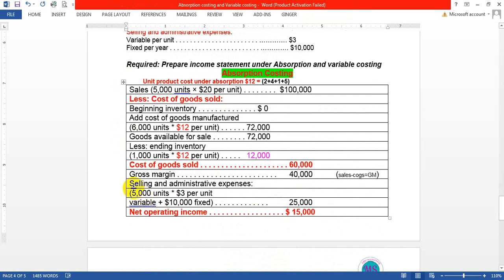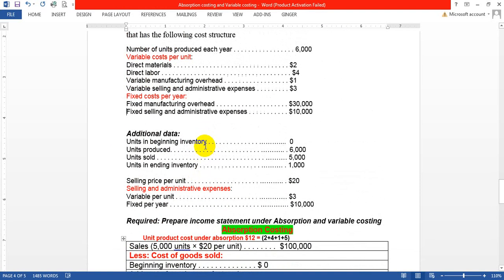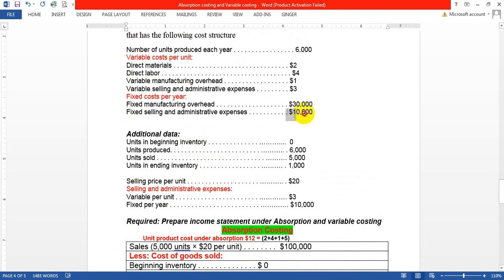My selling and admin expense is, look here, variable and fixed. Obviously it will be both. So fixed selling and admin is 10,000. What about variable selling and admin? It is $3 per unit, the variable per unit. It means my fixed selling and admin is 10,000, both are the same. You can write it in that way, or in that way. Fixed selling and admin 10,000.